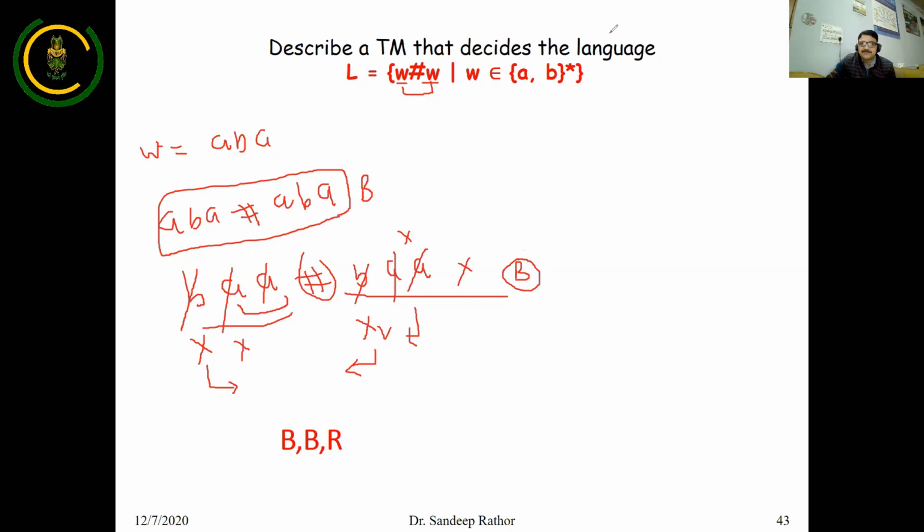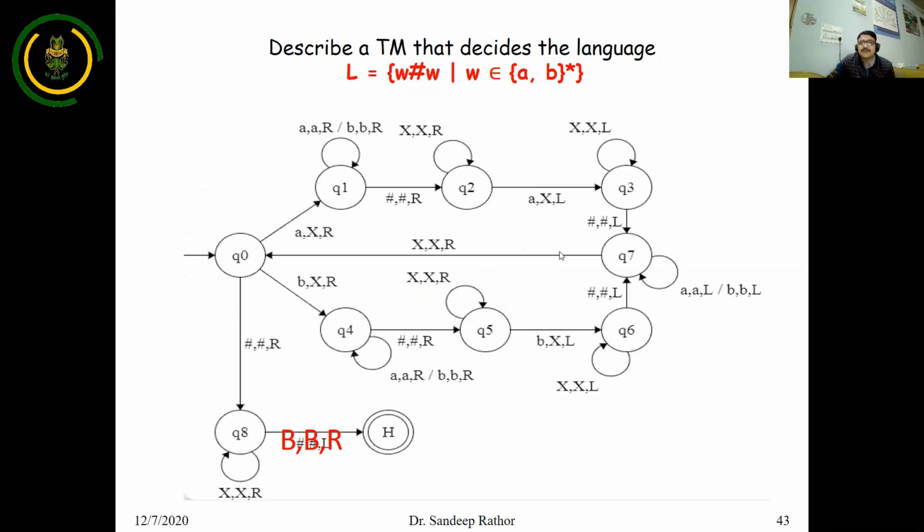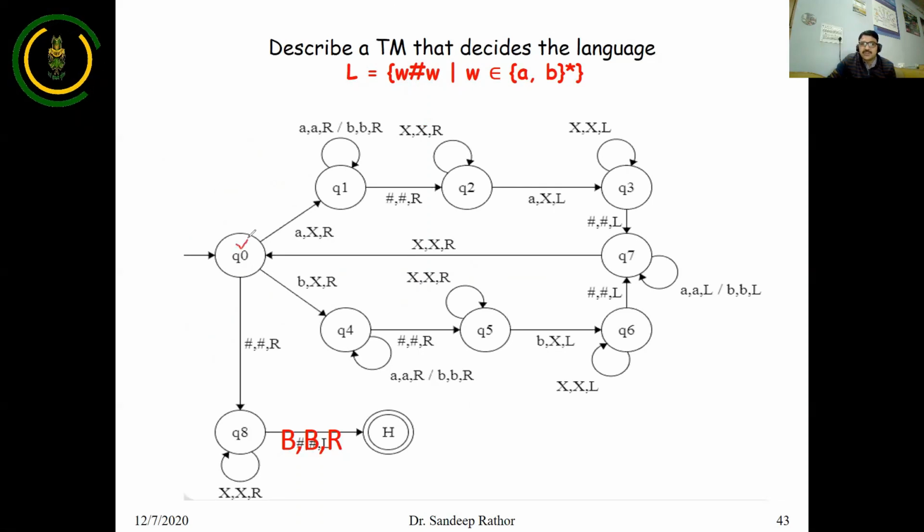Now see the construction of this particular machine. You are in state Q0, because Q0 is the initial state. Suppose the string is AB hash AB, as I already told you. Now you have to execute this string step by step. In this situation, A is there.